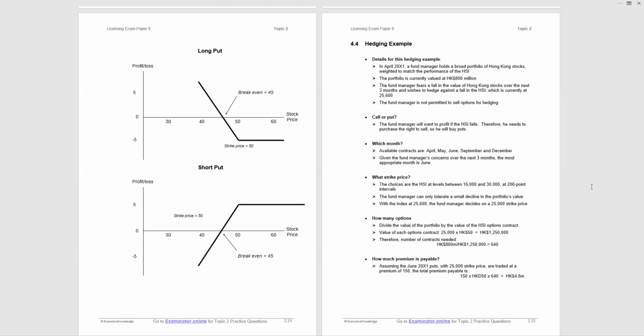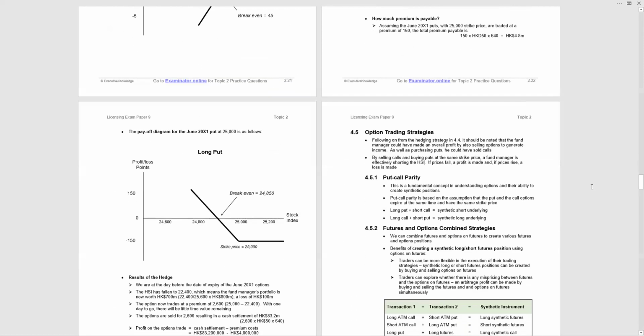How much premium will be payable? Again, this could be a separate question. Well, assuming that the puts with 25,000 strike price are traded at a premium of 150, there we are, there's the price. Total premium: 150 multiplied by the multiplier, multiplied by the number of contracts, gives 4.8 million premium.